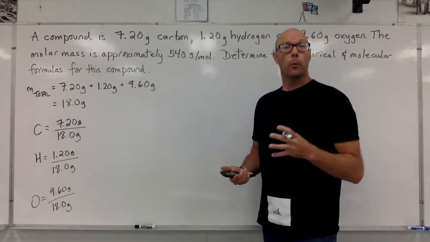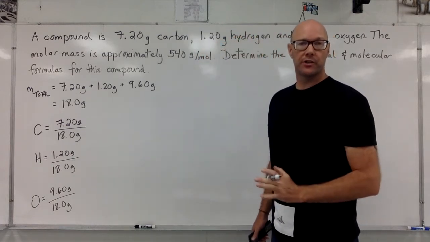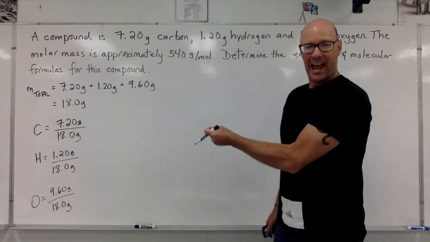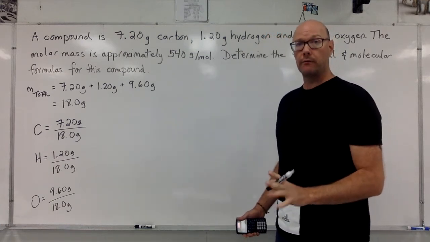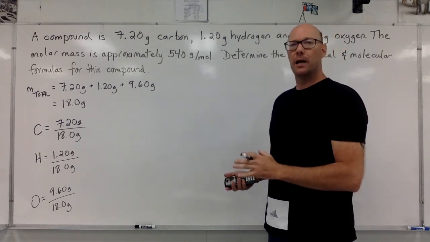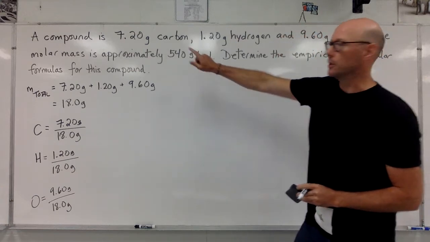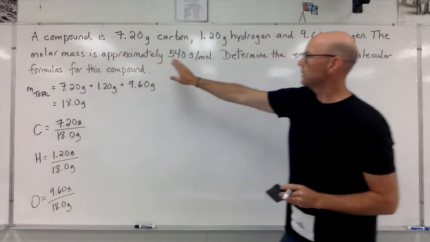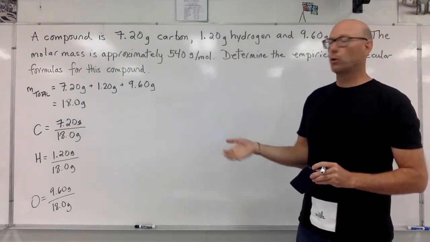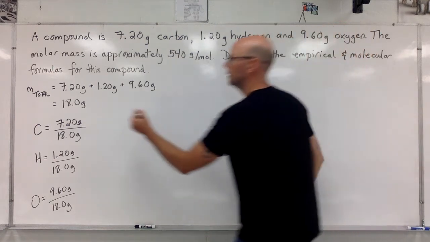At this point, your personal style might be that you want to work out what those decimals are. Don't do any rounding right now, but your style, you might want to know what that answer is. I would encourage you, however, to try not to do that. Our next step is to multiply by the molar mass. And this molar mass is right in the question. It even says the molar mass is approximately 540 grams per mole. We want to multiply by the molar mass and do that each time. Gets a little bit repetitive.